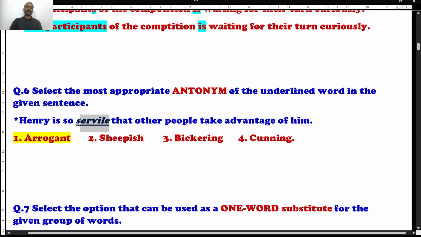Servile is nothing but meek, innocent. So Henry is so innocent, Henry is so meek that other people take advantage of him. The opposite of, the antonym of servile is arrogant. This is going to be the right answer. Again, question number 6 is vocab based.